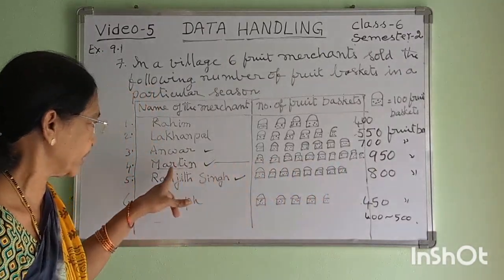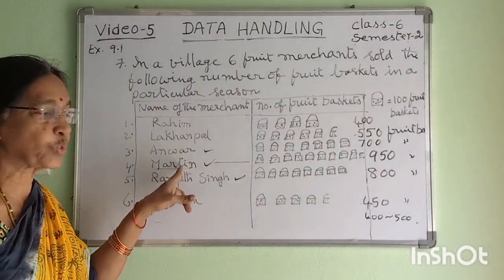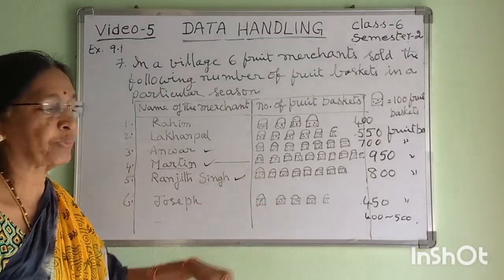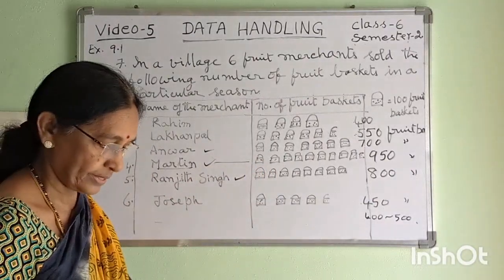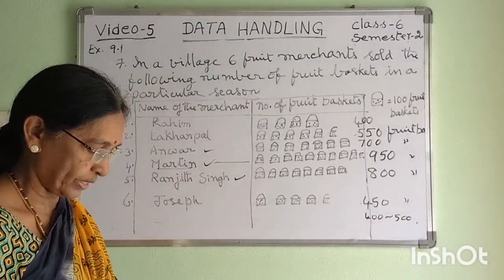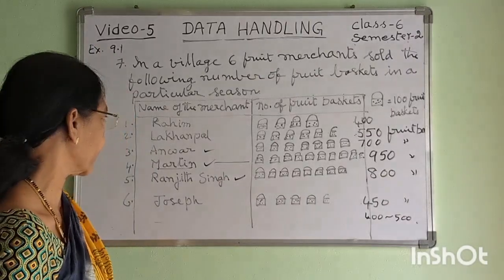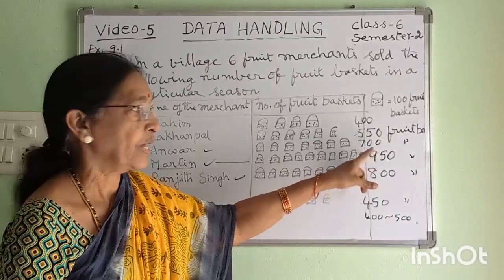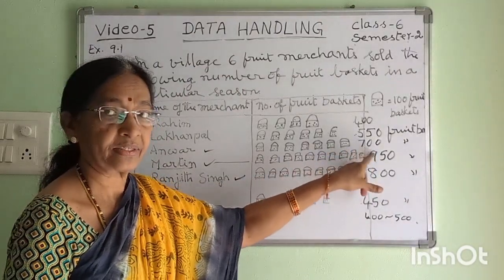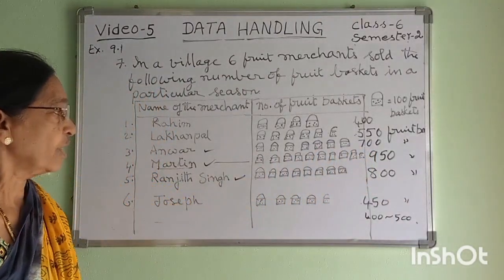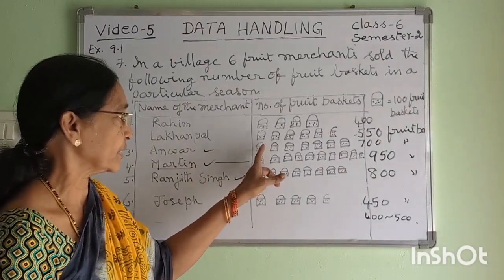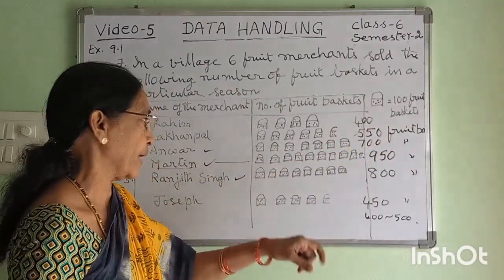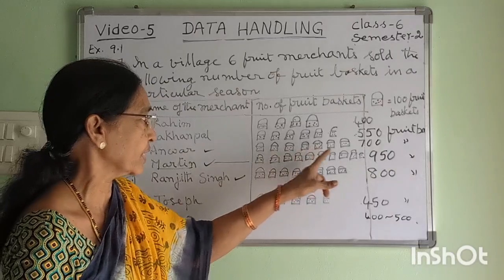Therefore, the corresponding merchant, Martin, sold the maximum number of fruit baskets in that season. Next, how many fruit baskets were sold by Anwar? Anwar sold 7 pictures. One picture is equal to 100 baskets. Therefore, 7 pictures were there.